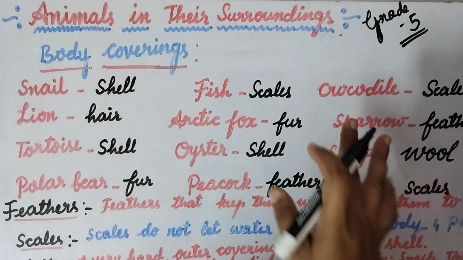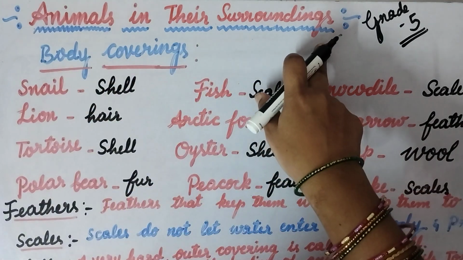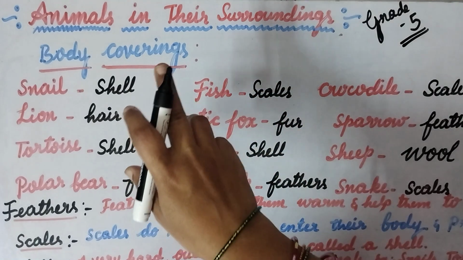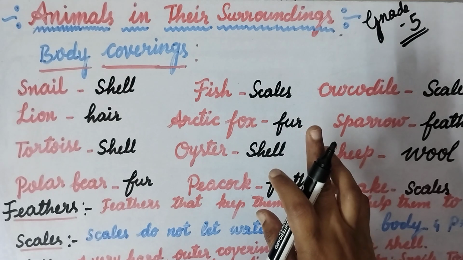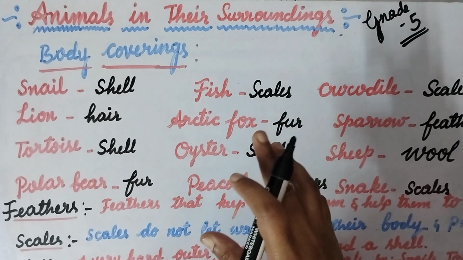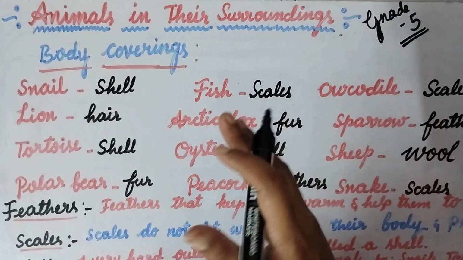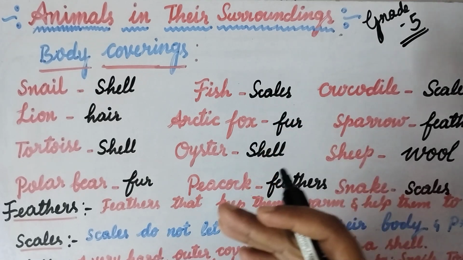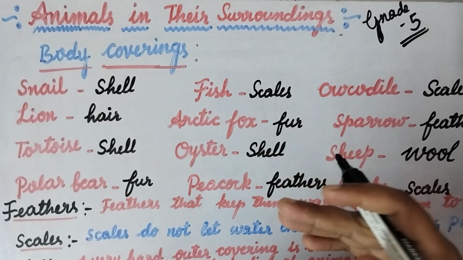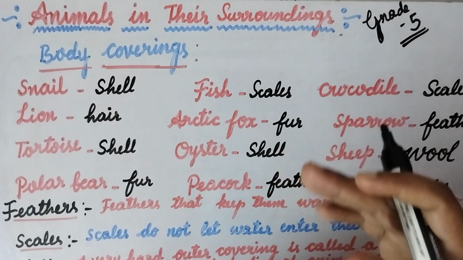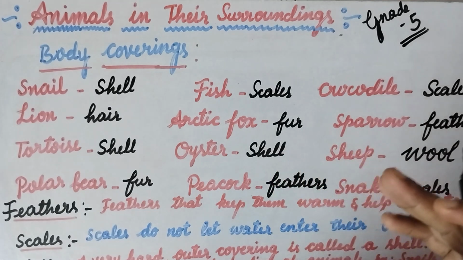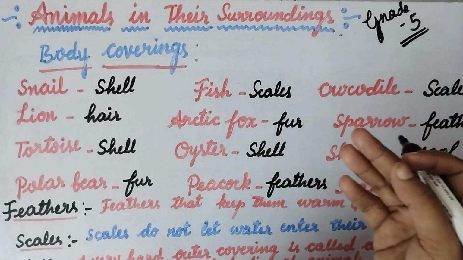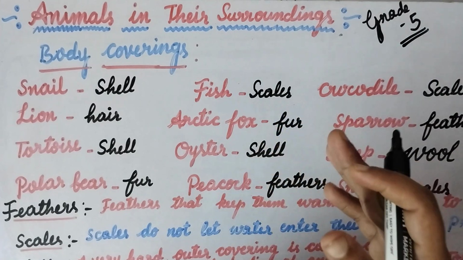Children, today we will learn about animals in their surroundings, class 5th, science chapter 2nd. In the last video we discussed habitat, types of habitats and the definition of habitat, terrestrial as well as aquatic habitat, and then some other important words in that chapter, that is amphibians, arboreals as well as aerial animals, definitions as well as examples.